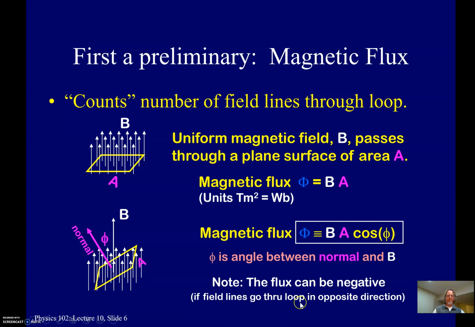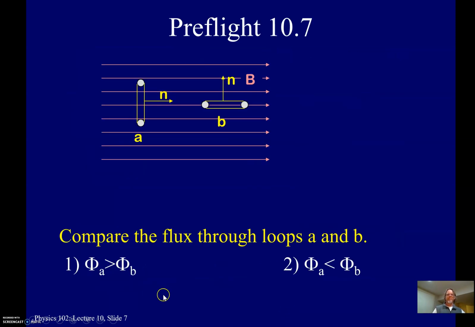Alrighty, note the flux can be negative. The field lines go through the loop in the opposite direction. Okay? So as it flips over, you could have a negative flux through the thing. Alrighty, so compare the flux through the two loops, A and B. Which one has more flux going through it? This doesn't really have any flux going through it.